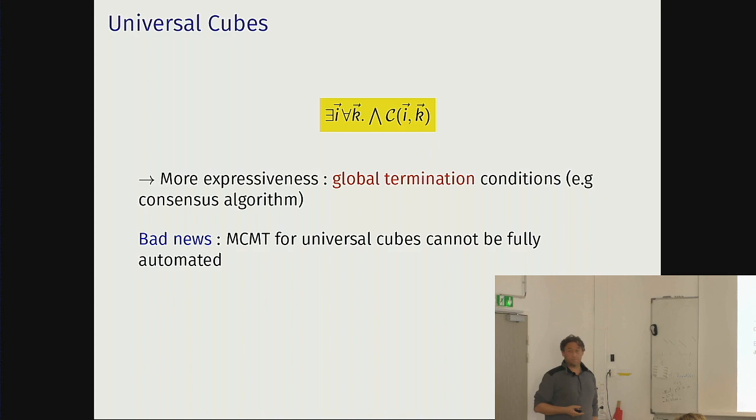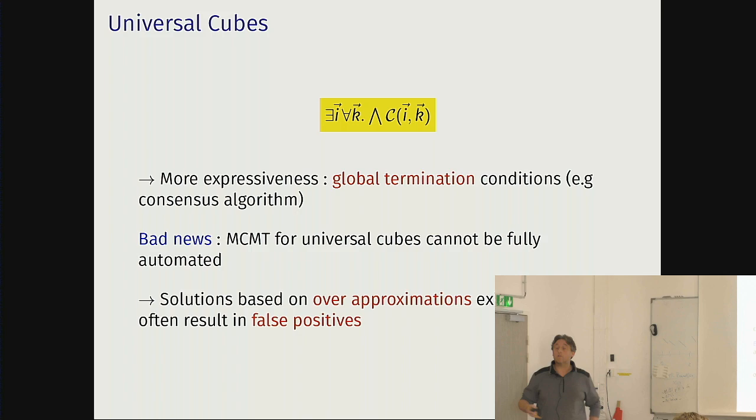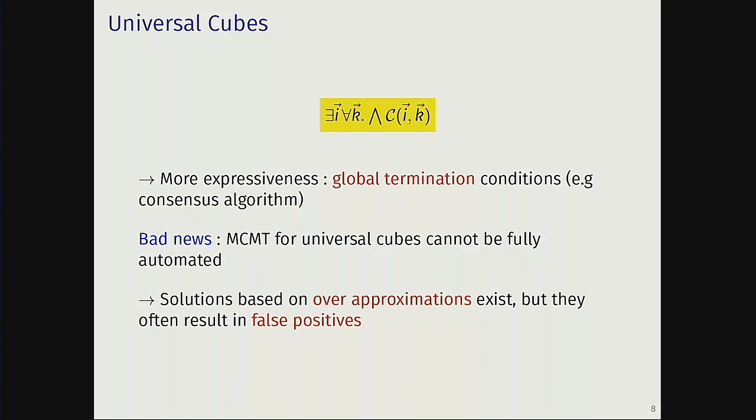Bad news: MCMT for universal cubes cannot be fully automated. That's a well-known result. And there exist some solutions. In Cubicle, we have implemented in the past a solution for that. Basically, they are all based on over-approximation, but very often this results in false positives. So we try something new, in order to try to prove this kind of formula. And this is what my talk is about.